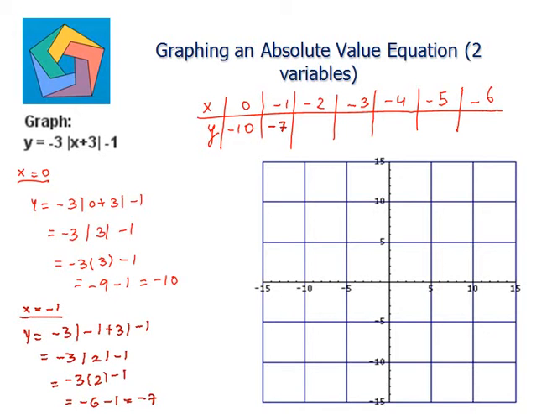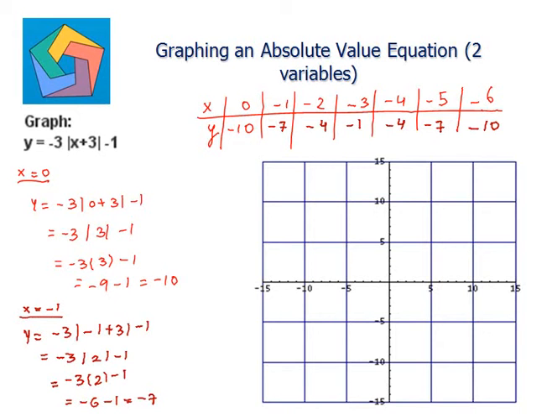Similarly, we can find the other values. At negative 2, it will be negative 4. At negative 3, it will be negative 1. At negative 4, it's negative 4. At minus 5, it's minus 7. At minus 6, it's negative 10. So we can plot these points on the graph.